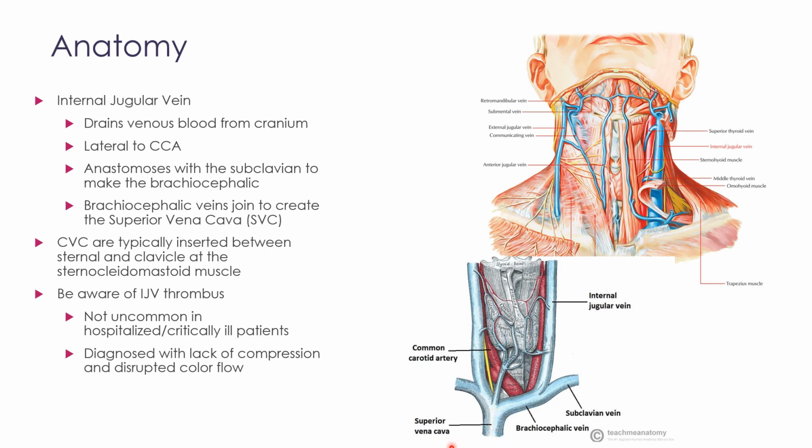Central venous catheters are typically inserted between the sternal end of the clavicle and the sternocleidomastoid muscle, so right in this general region here. And because of that, it gives the practitioner relatively short access to advance their guide wire from this proximal jugular right into the brachiocephalic and then into the SVC if required.